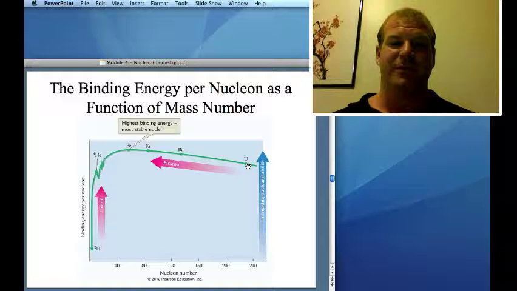So nuclear fusion will be exothermic, meaning giving off heat, up to iron, and fission will be exothermic down to iron as well. And actually iron is what causes stars to explode, and we'll cover that later.